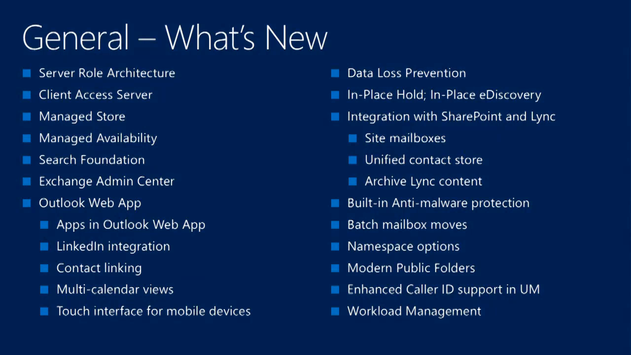And with Link, some of the integration we have are things like the Unified Contact Store, where all of your contacts from Link can be stored inside your Exchange mailbox. Not only does that give you mobility, but it also gives you resiliency, assuming you're using some of the protections that we have in Exchange. And you have also the ability to archive Link content, so conversation history, meetings, and meeting attachments as well. I mentioned the anti-malware protection that's built in. Batch mailbox moves, we still allow you to do online move mailboxes, but now we give you this control in both PowerShell and the new Exchange Admin Center where you can do these things in batches.